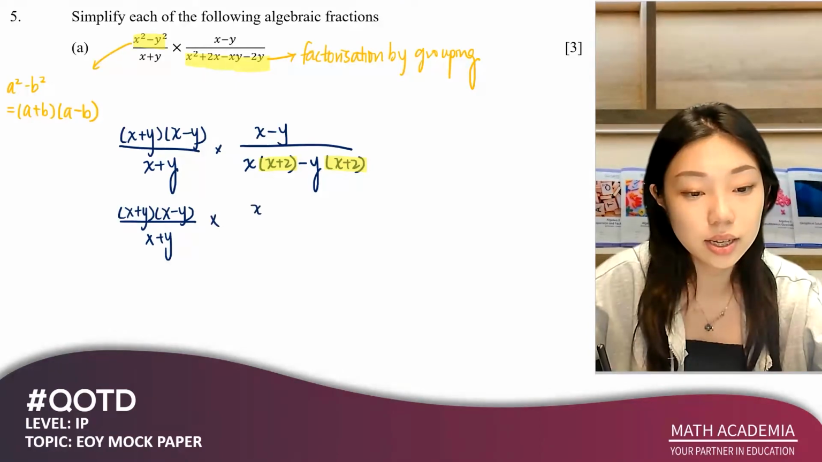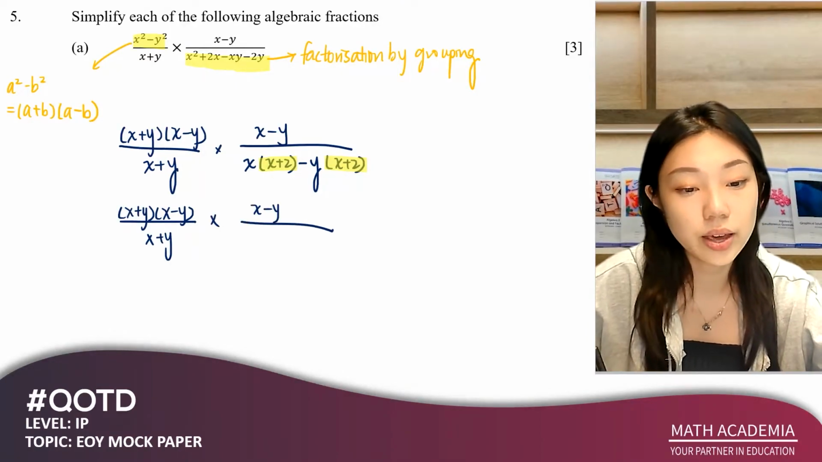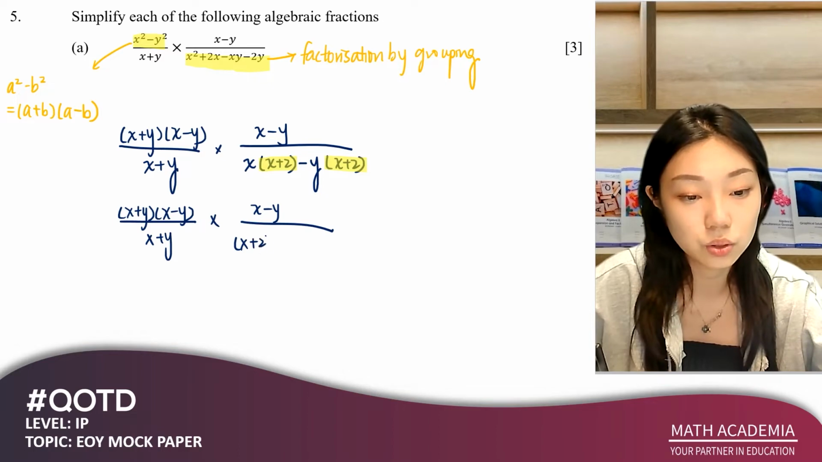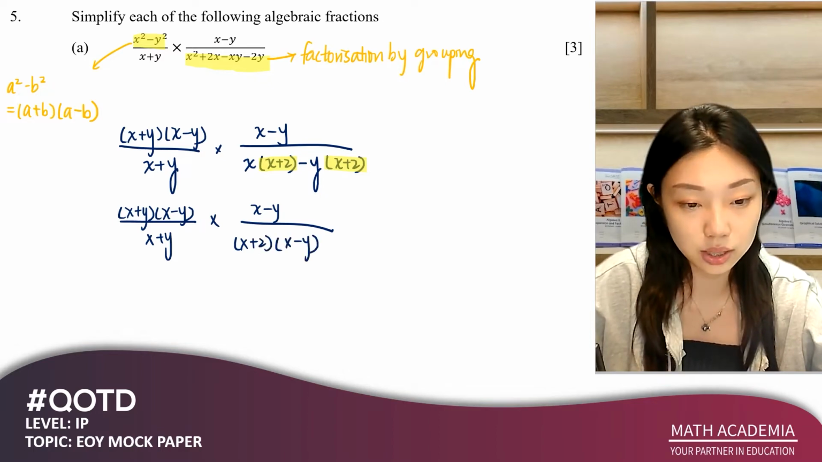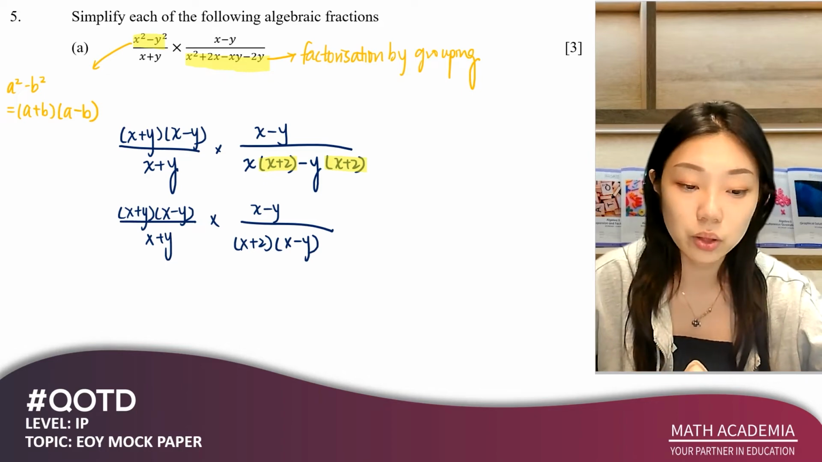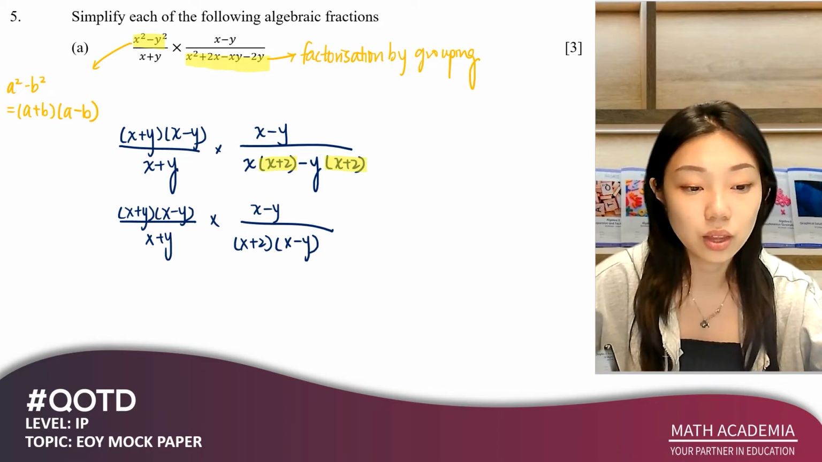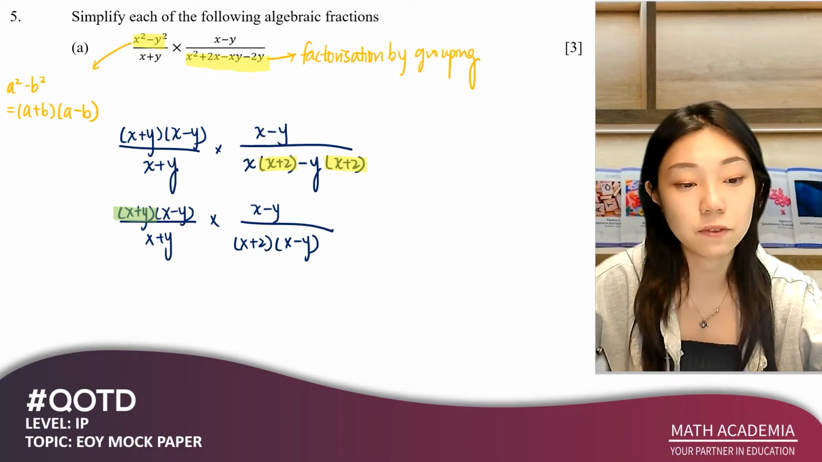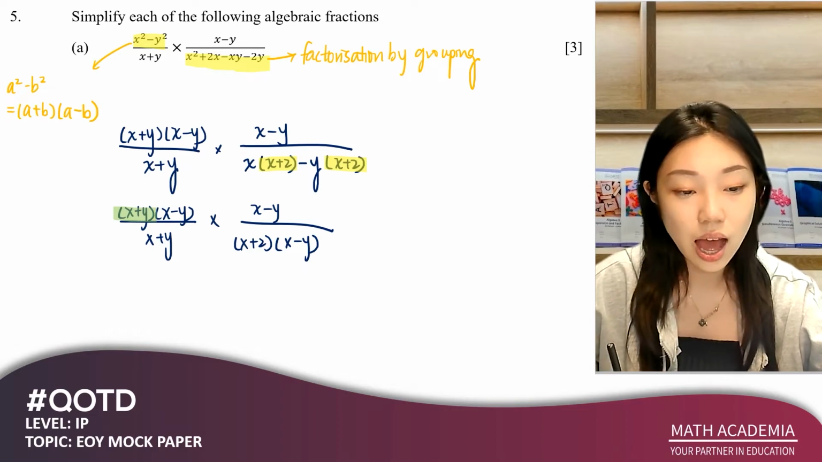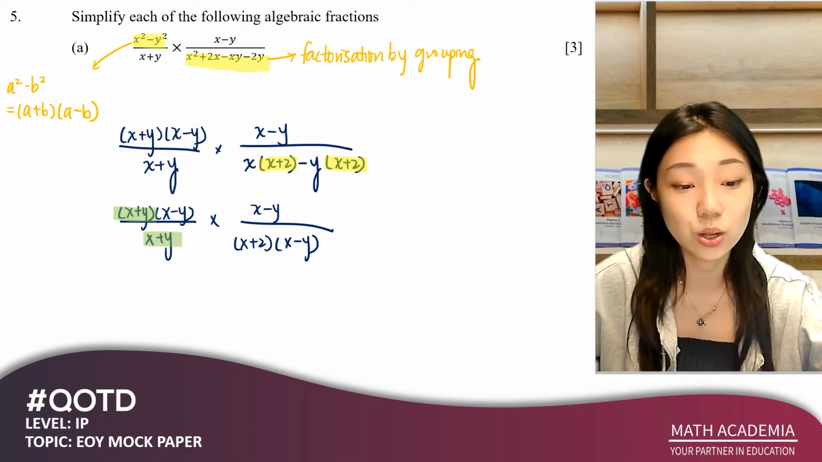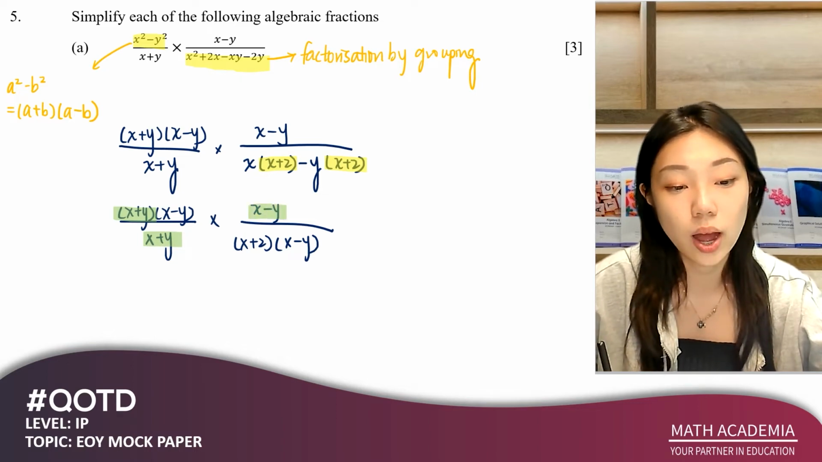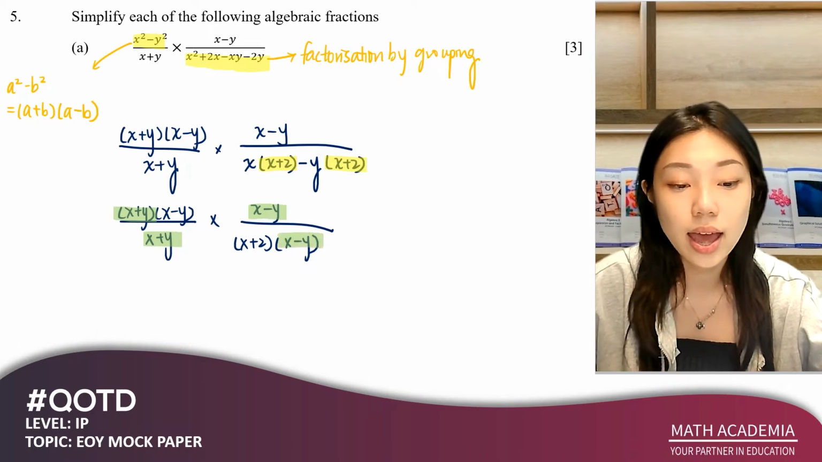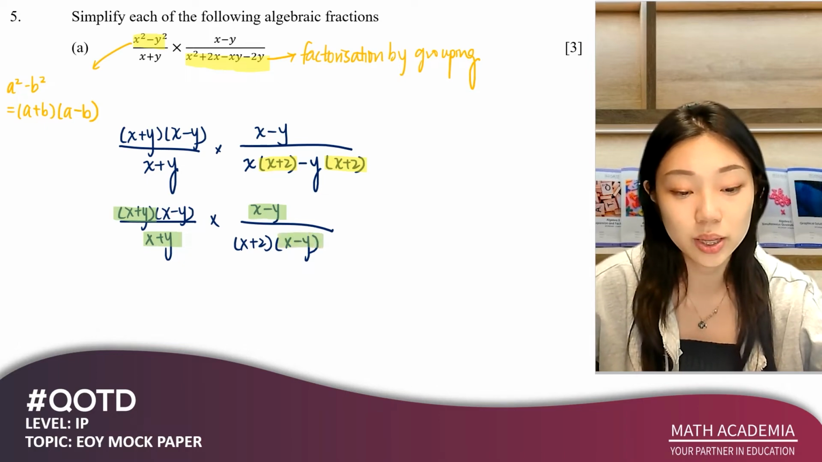Okay, for my second term, let's factorize x plus 2. So I would have x plus 2 multiplied by x minus y. Okay, let's look at what we have. For my first term, I have x plus y as a factor in my numerator. I have x plus y in my denominator. For my second term, I have x minus y in my numerator. I have x minus y as a factor in my denominator.